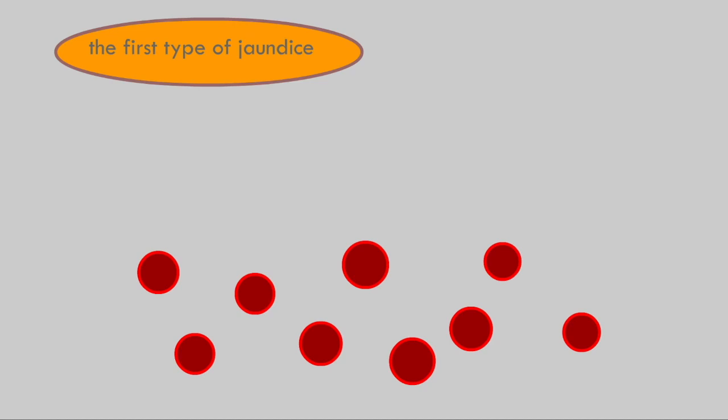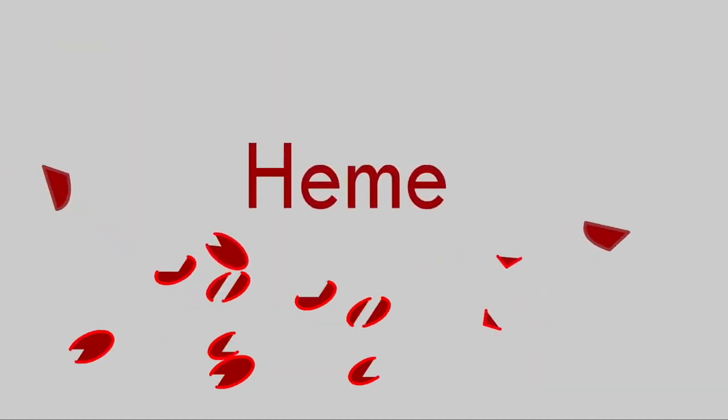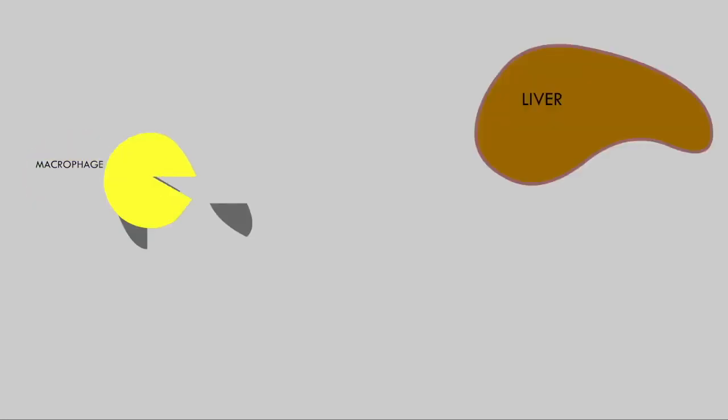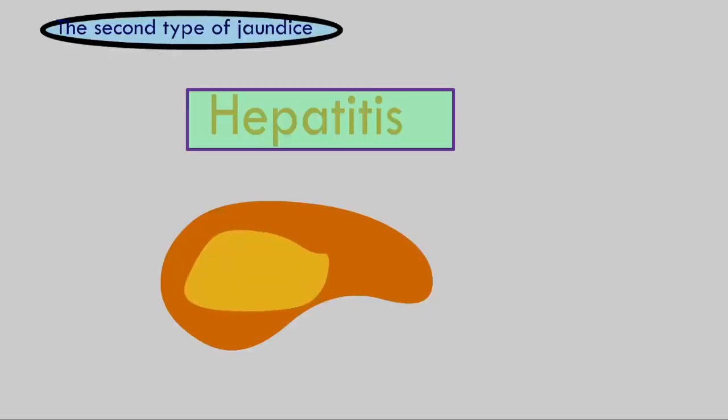The first type of jaundice is due to breakdown of red blood cells, releasing heme from the hemoglobin into the blood circulation. Special cells called macrophages eat this and take it to the liver where it's converted to bilirubin. Indirect bilirubin is elevated in benign conditions like Gilbert syndrome, anemia due to folic acid deficiency, anemias where there is excess red blood cell breakdown, and cirrhosis.